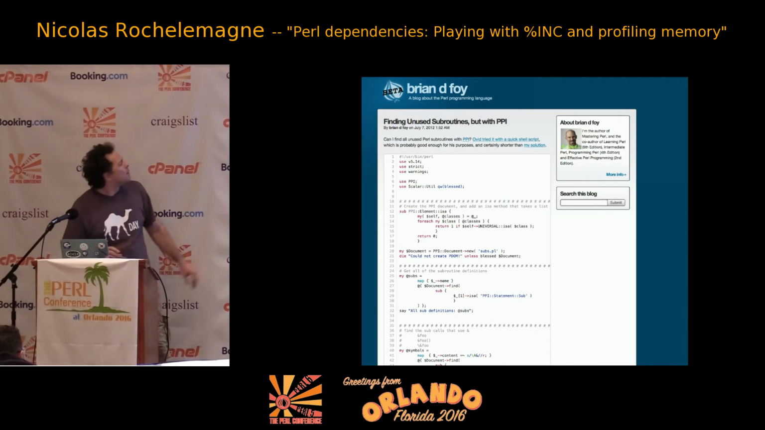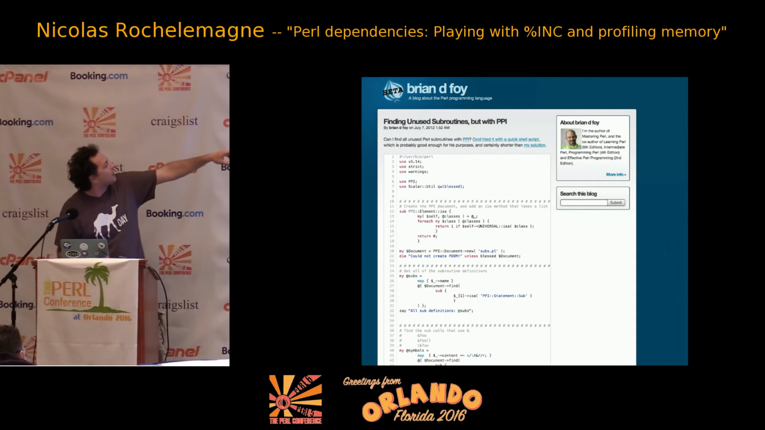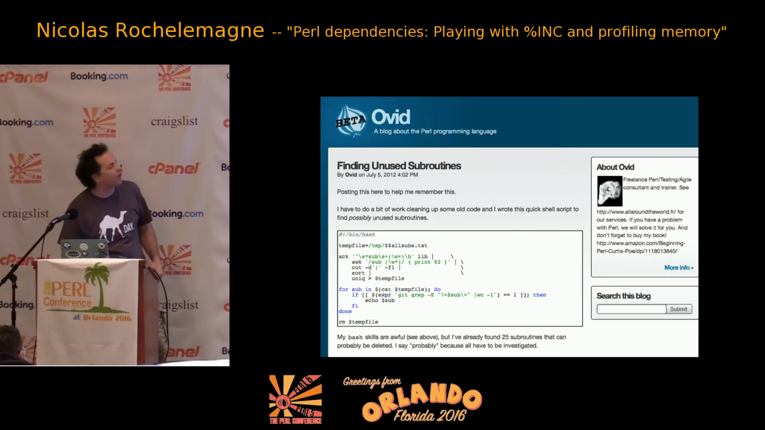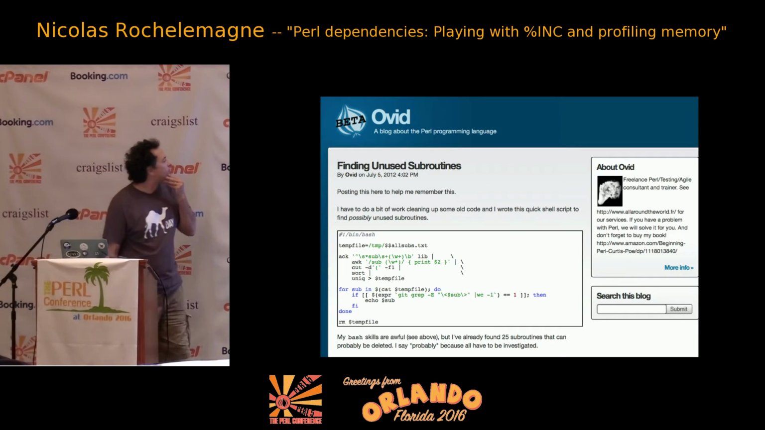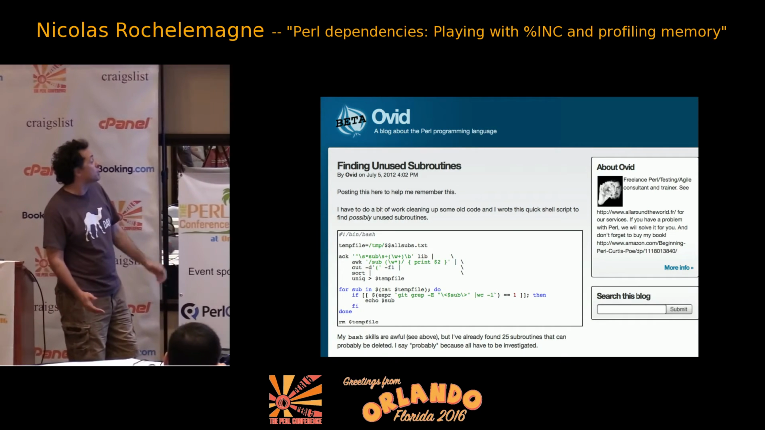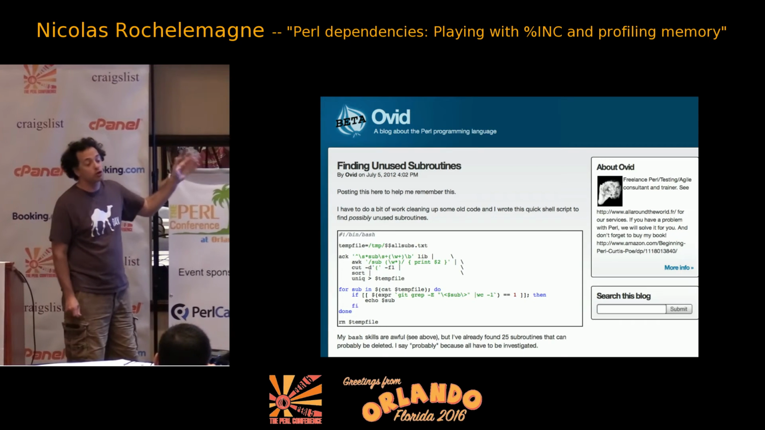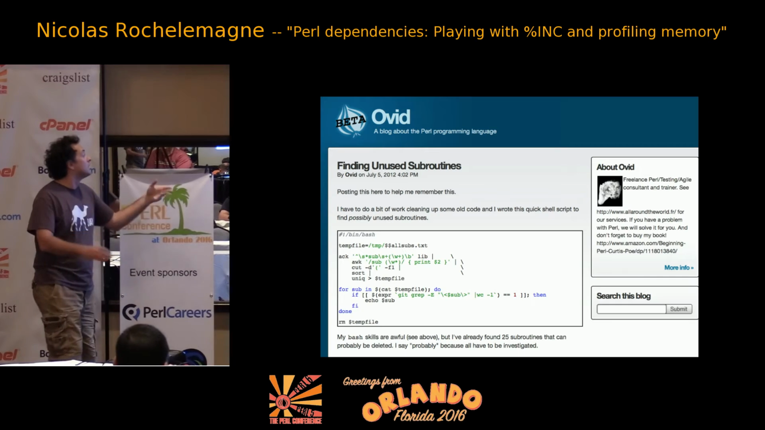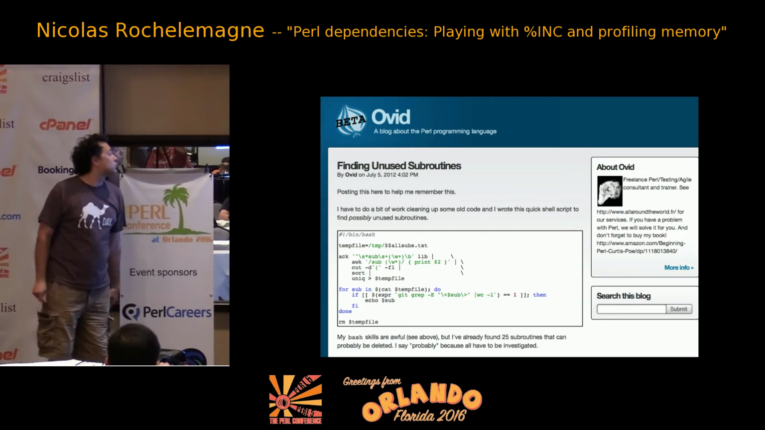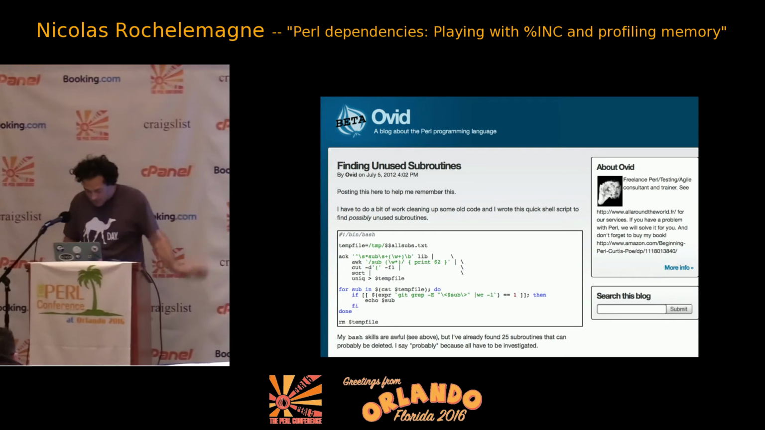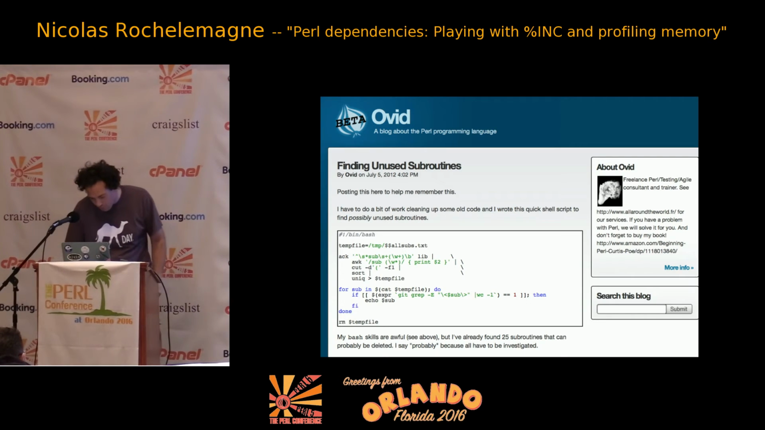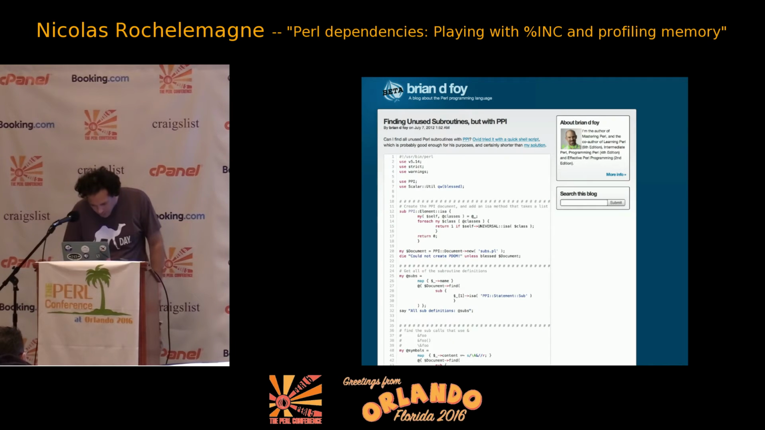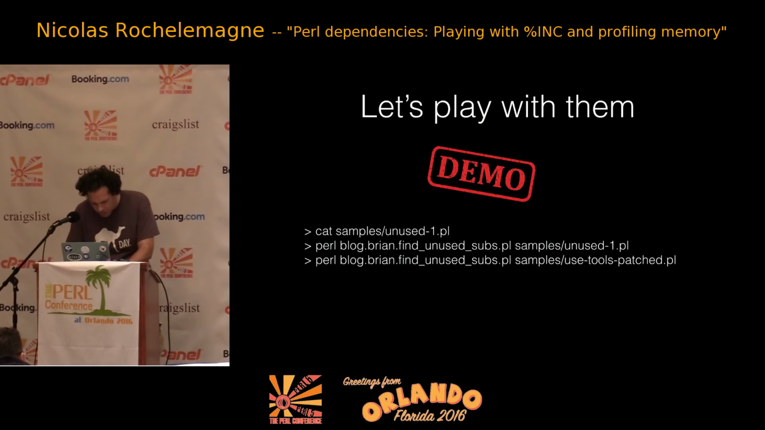We're going to show it. But he's also mentioning another attempt from Ovid. So let's have a look first at Ovid's attempt, which is in fact a shell script, which will probably be the very first solution that you will think about. Let's try to find which subs are used. That might work short, but you will have some caveats very easily. So this one is using PPI. We are going to try to use it.